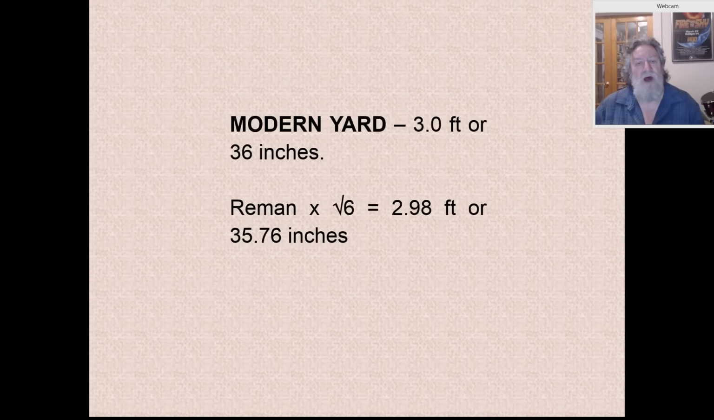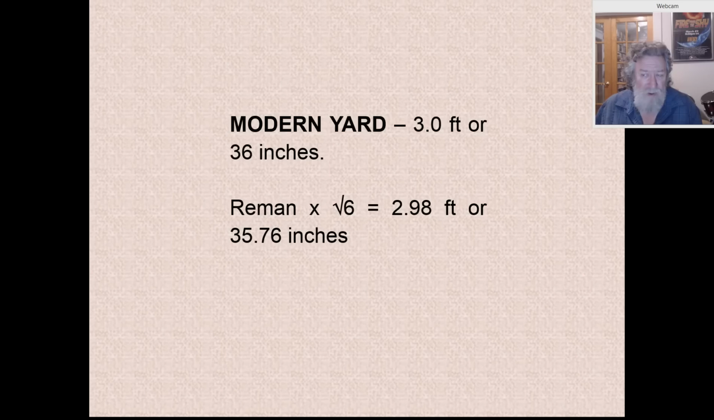Finally, we look at the modern yard, which is 3.0 feet or 36 inches, and we discover, if we do this same mathematical process, that the Riemann times the square root of 6 is 2.98 feet or 35.76 inches, which is almost a yard. So our modern yard almost fits into this pattern.